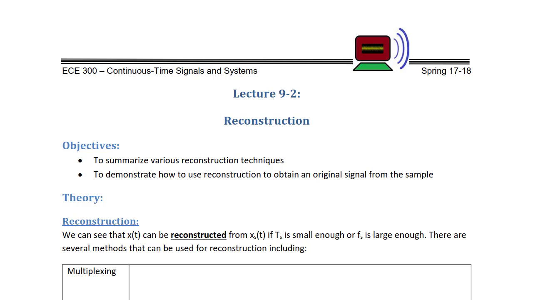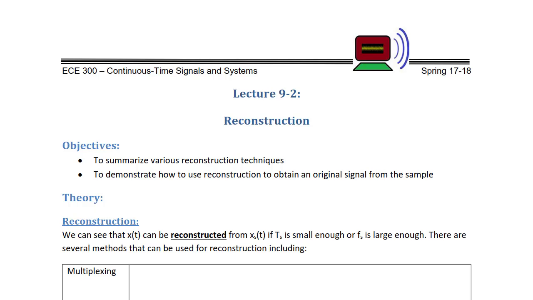In the last lecture, we discussed ideal and impulse sampling, and that analog waveforms are too large to be stored in a computer, so you have to quantize or store the discrete signal through sampling in order to transfer the data. But then you will have to reconstruct it once you get on the other end of the system. So in reconstruction, we can see that x of t can be reconstructed from the samples xs of t if Ts is small enough or fs is large enough. Basically, it's the Nyquist frequency that we discussed in the last lecture.